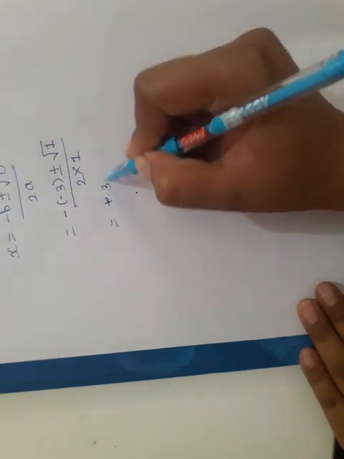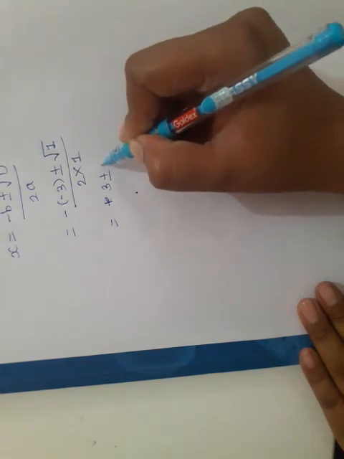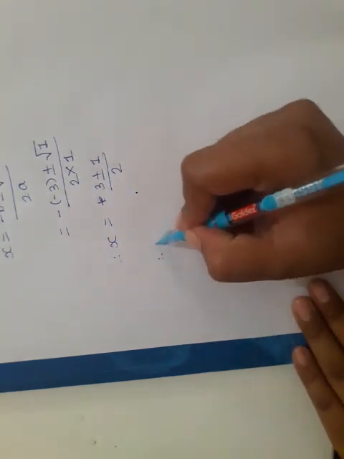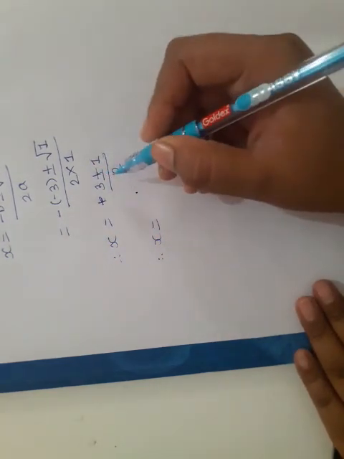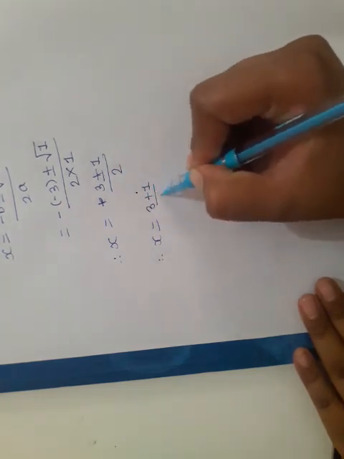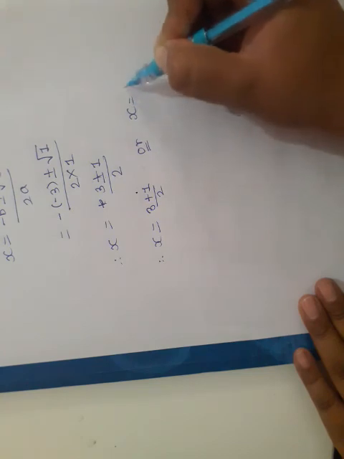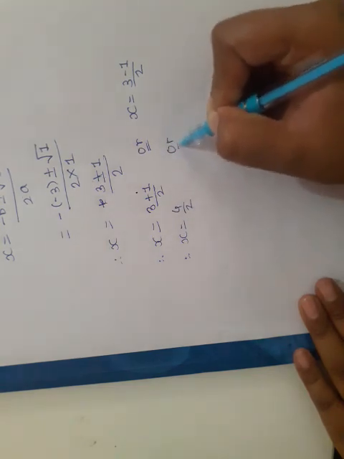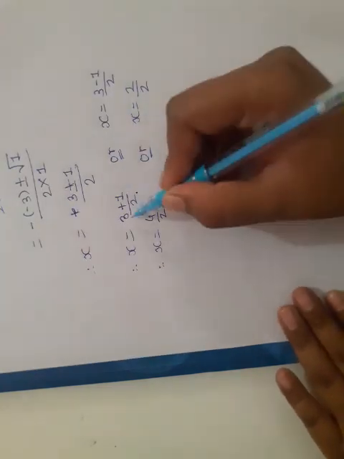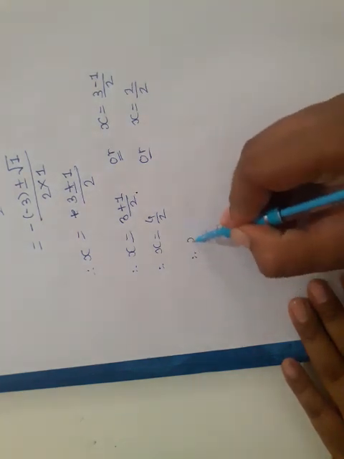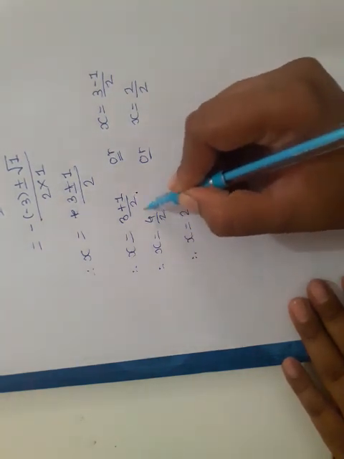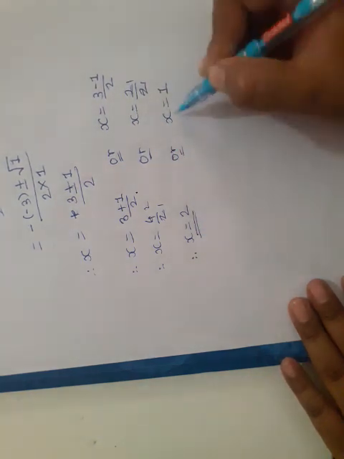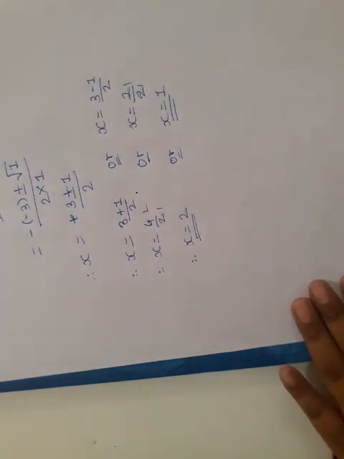So we get 3 plus minus under root of 1, and we know very well root 1 is 1, upon 2 into 1 is 2. Again we get two values of x here, because there is a plus minus sign. Therefore x is equal to 3 plus 1 upon 2, or x is equal to 3 minus 1 upon 2, and therefore we get x is equal to 4 upon 2, or x is equal to 2 upon 2. 3 plus 1 is 4 and 3 minus 1 is 2. 2 twos are 4, 2 ones are 2, so we get x is equal to 2, or x is equal to 1.